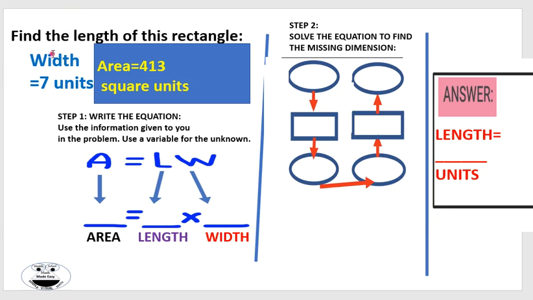It says find the length of the rectangle, and they give you the width is 7 units and the area is 413 square units. In the other problems in the previous video, they gave you the length and the width and asked you to find the area. Here they're giving you the area and they need you to find the length. So it is different because we're going to have an equation to solve, and we have to work backwards.